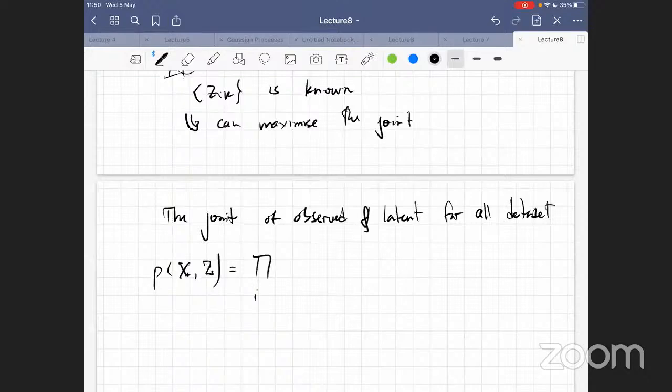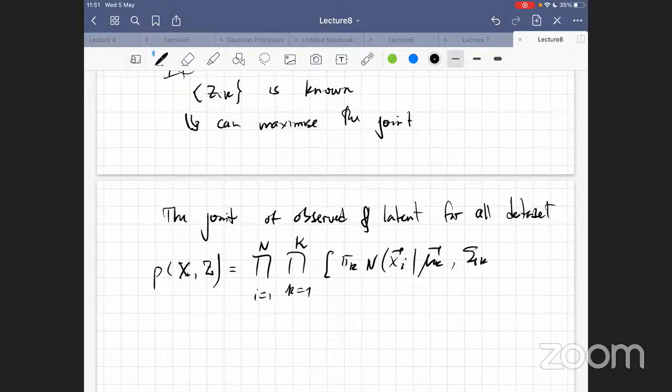This is just multiplication, because those points are assumed to be independent. And then the other multiplication. Okay. Then z_ik.